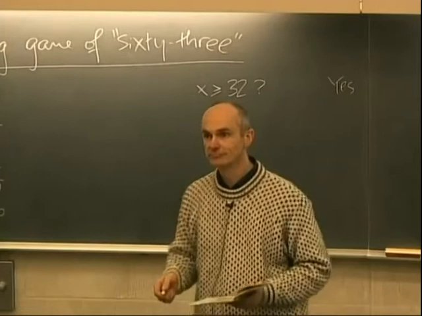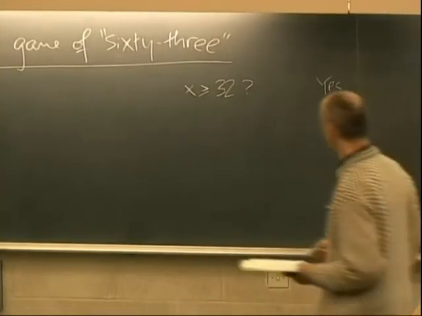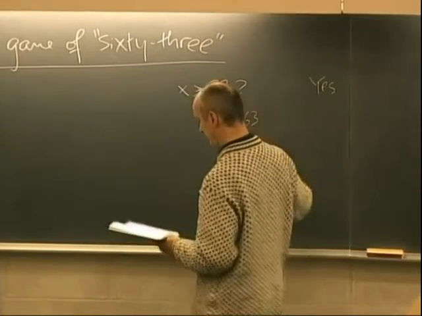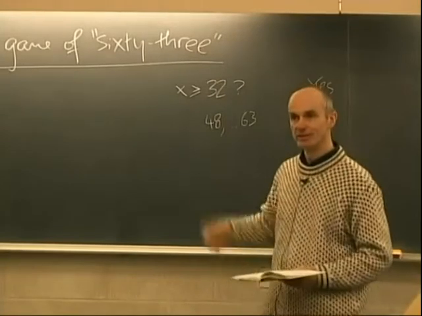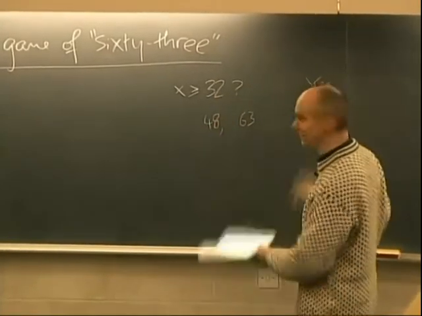Then half of what I was left, so is it, yeah, 48. Okay, is it in the range 48 to 63? And I could say no. And you keep on halving. And you're going for a simple way of halving, you just pick contiguous ones.